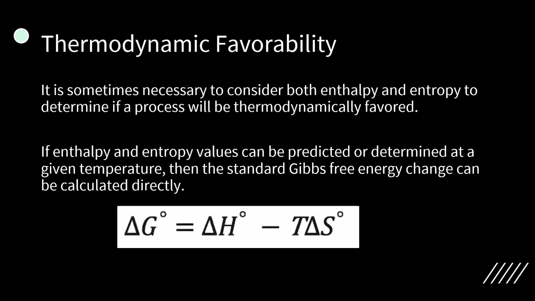So now let's talk about thermodynamic favorability. It's sometimes necessary to consider both the enthalpy and the entropy to determine if a process will be thermodynamically favored. If the enthalpy and the entropy values can be predicted or determined at a given temperature, then we can also calculate the standard Gibbs free energy change, and we're going to use the equation on the screen. Delta G equals delta H minus T delta S. So we need the enthalpy, the entropy, and the temperature, and if we have all three of those, we can calculate the Gibbs free energy.